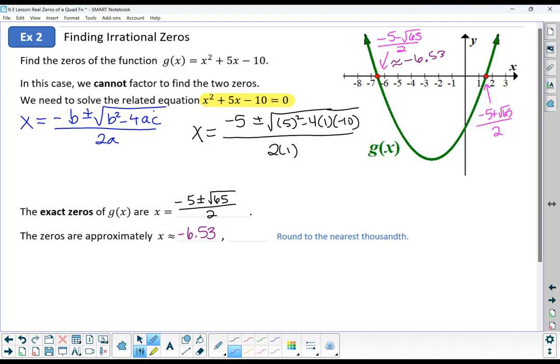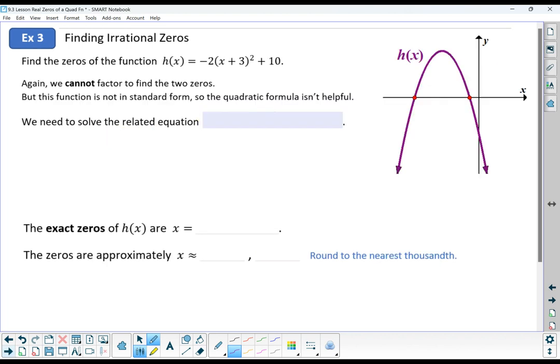And then the other one, negative 5 plus the square root of 65 divided by 2. That one is a decimal value of 1.53, approximately. So this is an exact irrational number, and this is a rounded approximation. Oh, it says round to the nearest thousandth. I'm sorry, those should each have a 1 after them to be to the nearest thousandth. Okay, read your instructions, Miss Bricky. All right, let's try that another time.